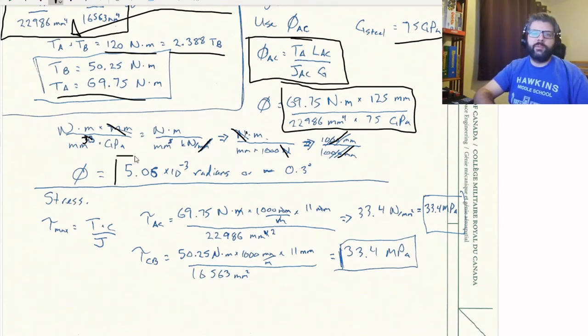So we are left with 4.06 times 10 to the minus 3 radians, or if you wanted to put it in terms of degrees, it's 0.3 degrees. So not a massive amount of rotation there.